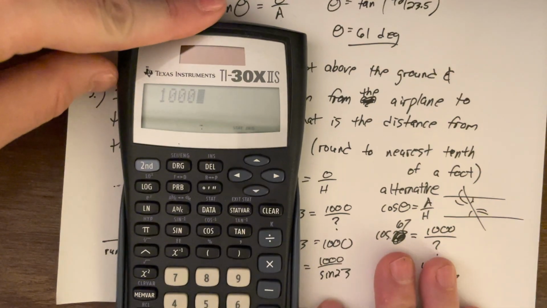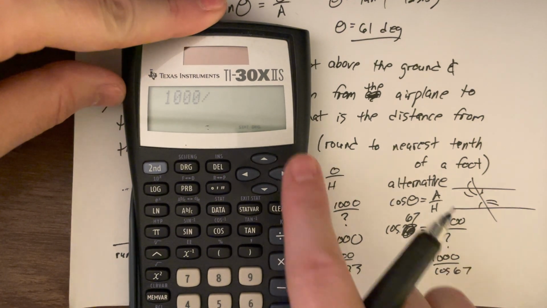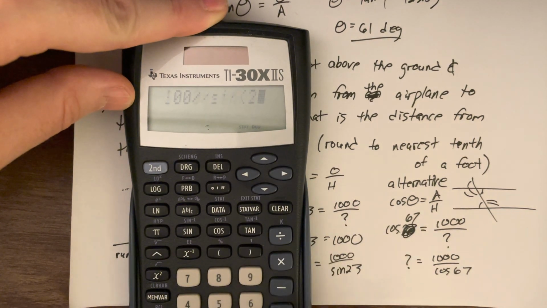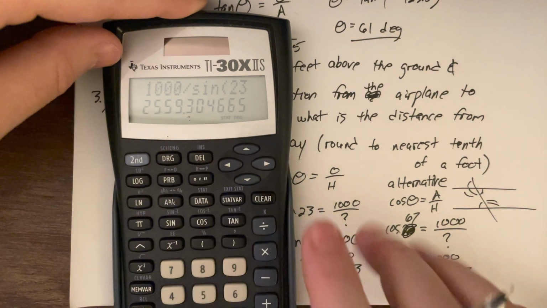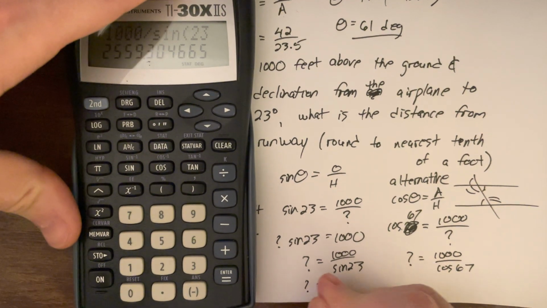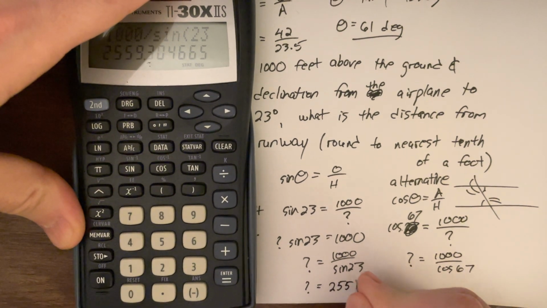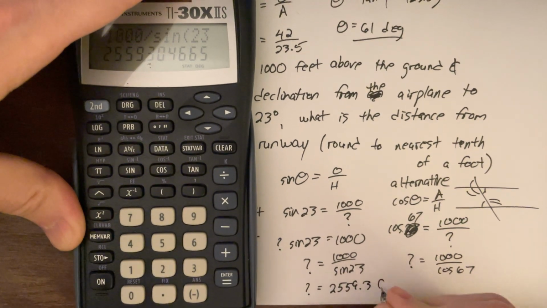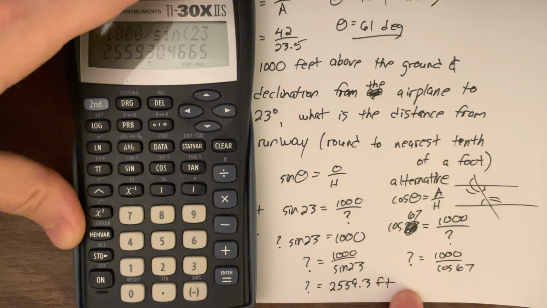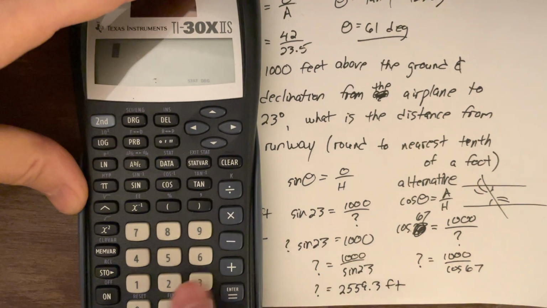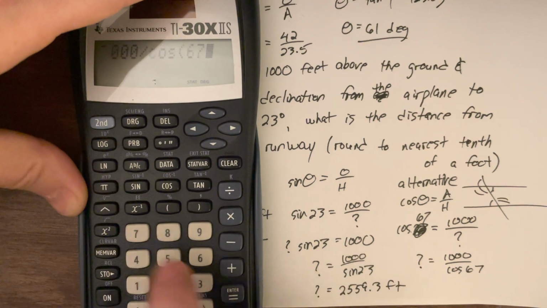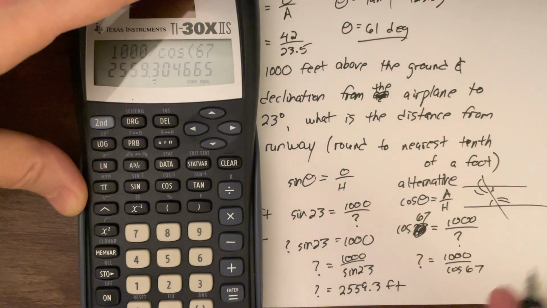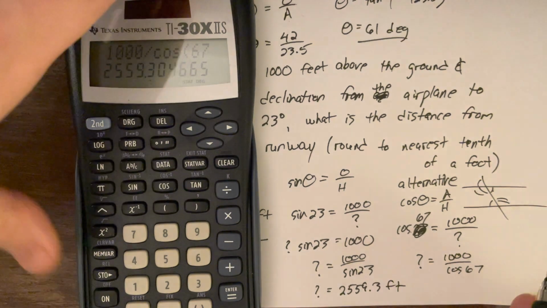1,000 divided by, again, I'm already in degree mode. And again, to the nearest tenth of a foot. So we would get, we are 2,559.3 feet away. And same thing if I did it the other way. 1,000 divided by cosine of 67, and we get the exact same answer.